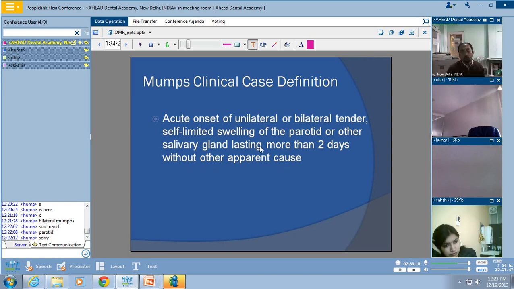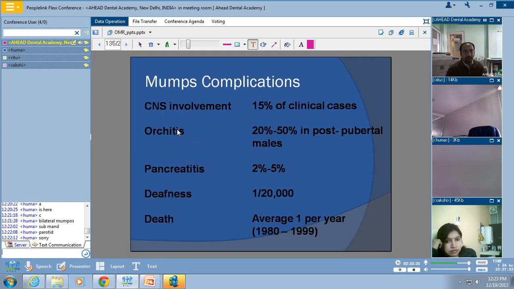And it's a very self-limited swelling, but the question most commonly asked is: which is the commonest complication of the mumps? The correct answer is sterility or infertility in males, or to be more specific, orchitis. Remember this, this is a very, very, very important question. Orchitis in post-pubertal males is one of the commonest types of complication seen in patients with mumps. Is it clear? Should we go on to the next question now?